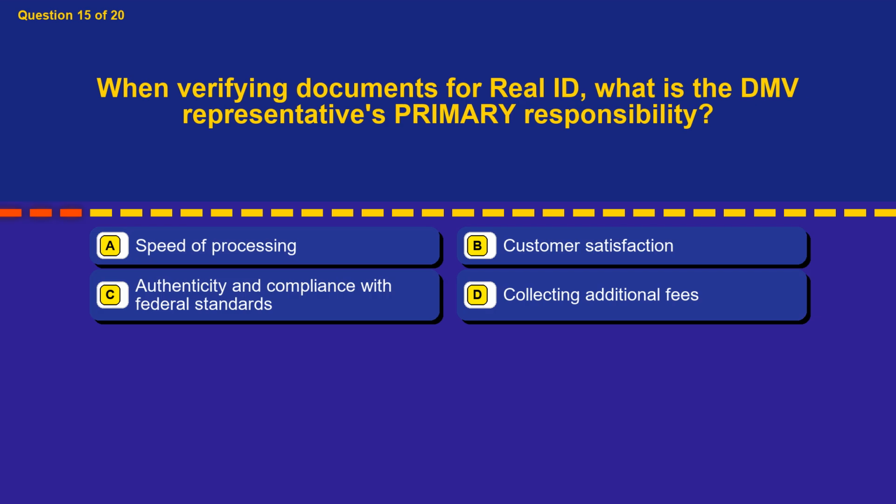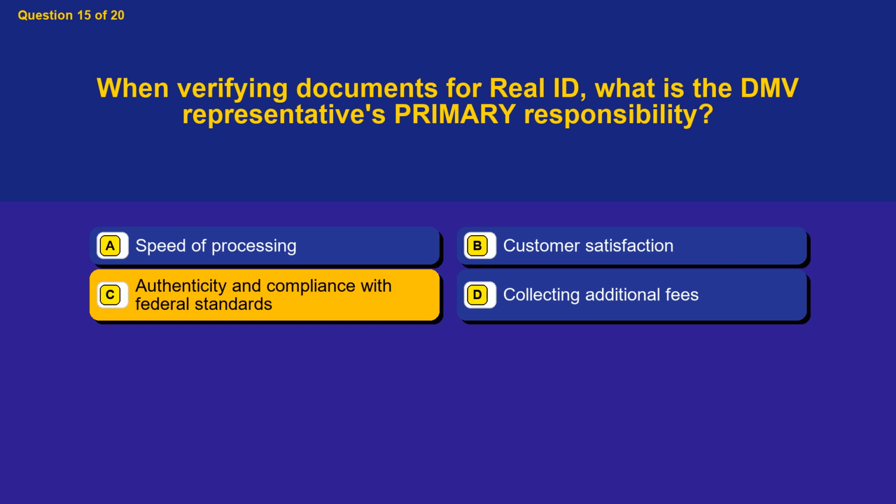Question 15. When verifying documents for Real ID, what is the DMV representative's primary responsibility? Option A, speed of processing. Option B, customer satisfaction. Option C, authenticity and compliance with federal standards. Option D, collecting additional fees.